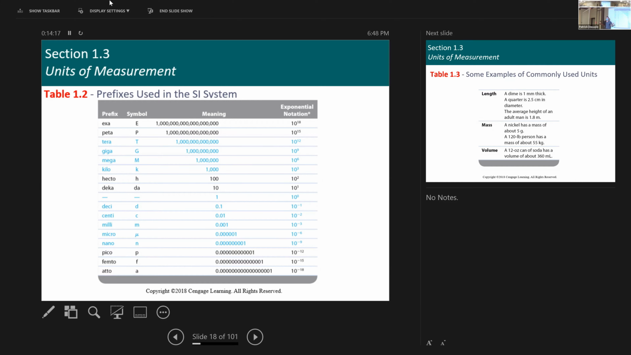But since we're all younger and we know about computers more than our parents did, we should have heard those before: terabyte, gigabyte, megabyte, things like that.